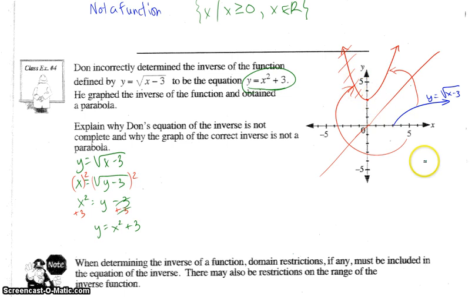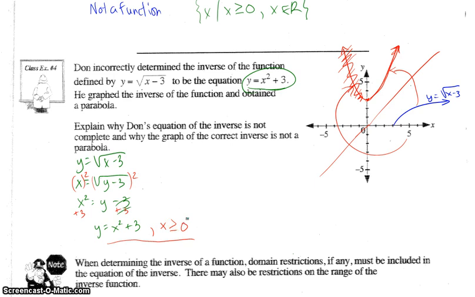So we've got to get rid of that. To do that, we're restricting our domain to just being this part of the graph. So we're going to add on x has to be greater than or equal to 0. That's 0 there for x. And now that would be correct because it wouldn't be graphing this part of the graph and we'd only have the right side of the parabola. Okay, so when you're determining the inverse of a function, domain restrictions, if any, must be included in the equation of the inverse. This would not be right until we tack on that x greater than or equal to 0.